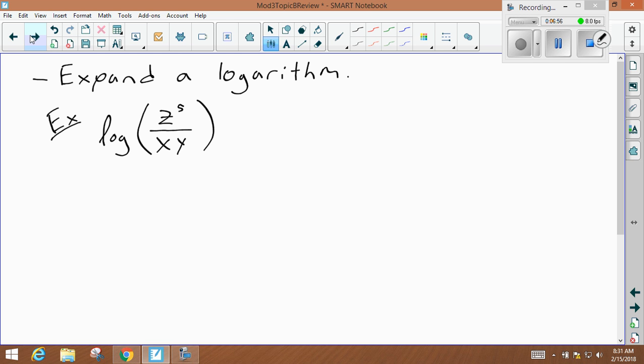Hey, let's expand the logarithm. Let's expand the logarithm, because expanding them is so cool. Let's expand the logarithm, I just want it to be cool. All right, we're going to use the property that tells us that if I have a log of a quotient, I can write that as the difference of two logs.